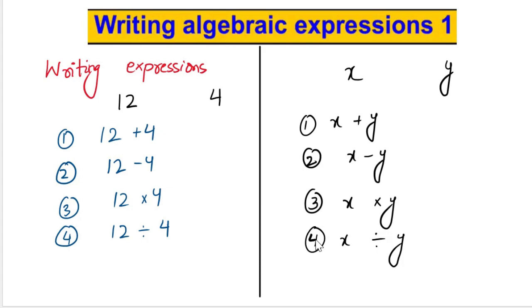So this is the way of writing expressions. If you suppose that x is 12 and y is 4, mathematicians do not write x multiply y. They often write it this way, xy, instead of writing x times y. And for x divided by y, they use the fraction way, x over y.